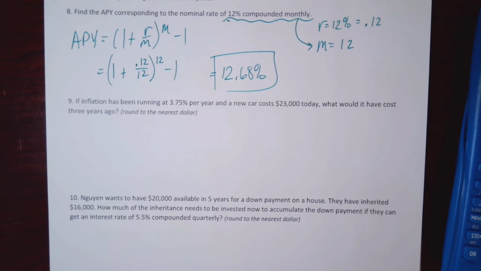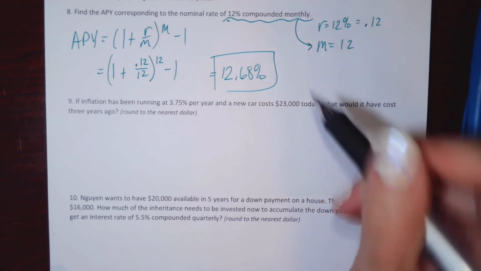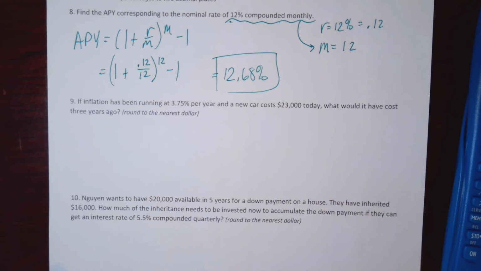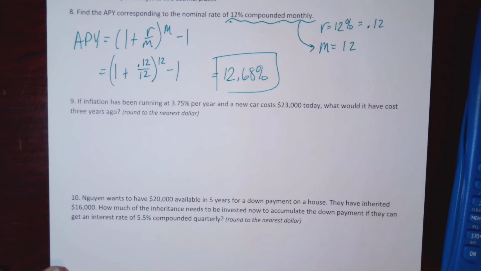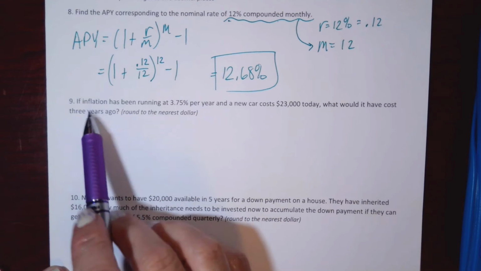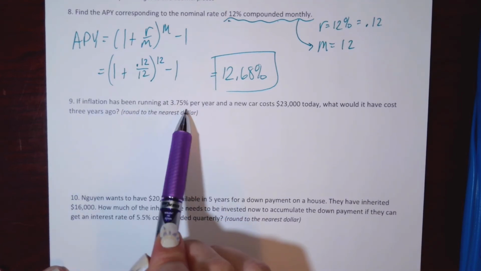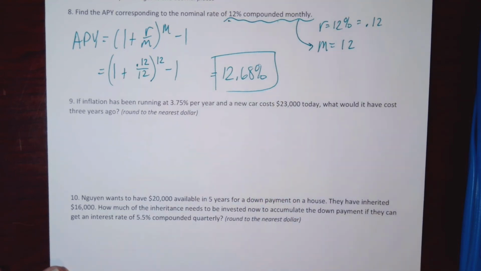All right, inflation. If inflation had been running at 3.75% per year and a new car costs $23,000 today, what would it have cost 3 years ago? We're going to round to the nearest dollar. Okay, let's pay attention. Inflation is running at 3.75%. A new car costs this much today. What would it have been 3 years ago?